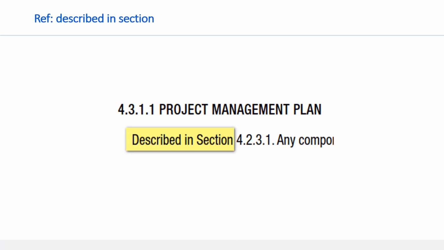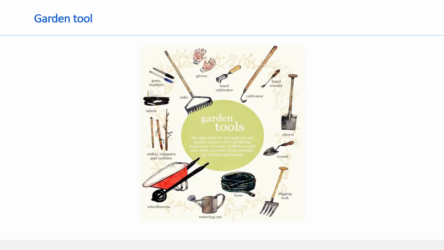Why is it so? Let's take an example. Garden tools. In your garden tool chest, you'll find all the tools available. But will you use all the tools for every single work? You won't, right? While cultivating the land, you might use digging fork, rake and shovel. While cleaning the weed, you might use weeder, hand cultivator. While watering the plant, you will use watering can, hose. So the tool to be used is totally dependent on the nature of the work and the functionality of the tool.